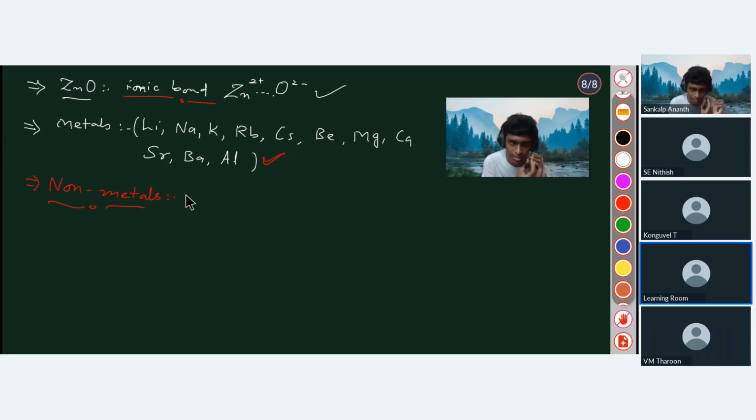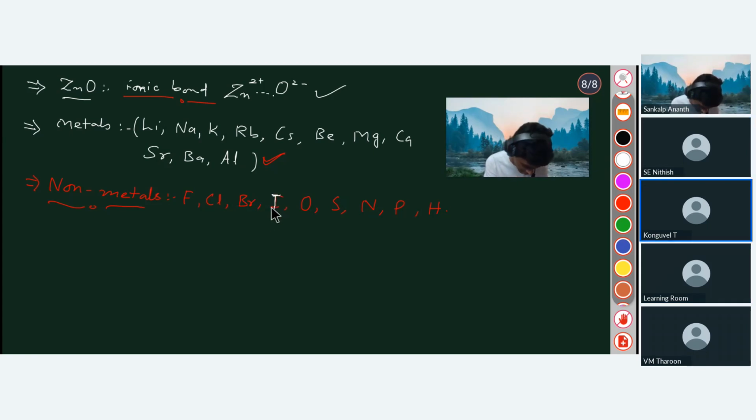Now tell me the non-metals which mostly form ionic bonds. Halogens: fluorine, chlorine, bromine, iodine. Oxygen, sulfur, nitrogen, phosphorus, hydrogen. What did you say RB was? RB is rubidium.